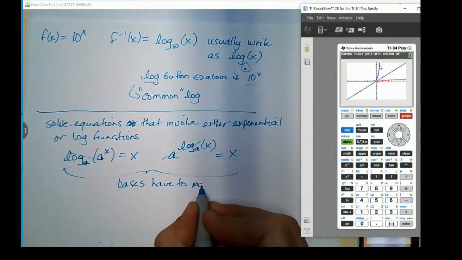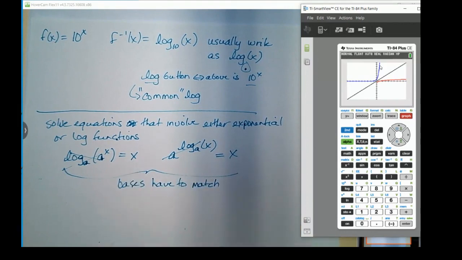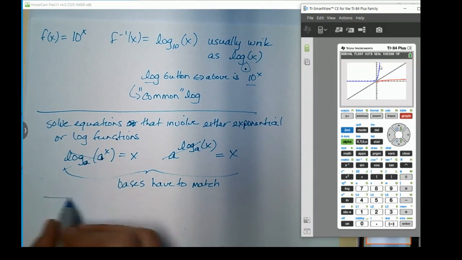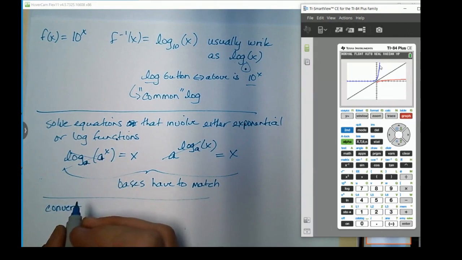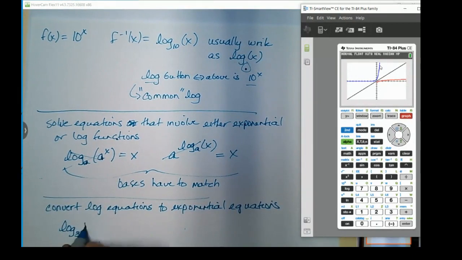If the bases don't match, then we don't have inverse functions, so this whole thing doesn't work. The other thing that we want to be able to do is take certain kinds of equations and use either exponentials or logs to make them simpler. So what we want to be able to do is convert certain types of equations to exponential equations.